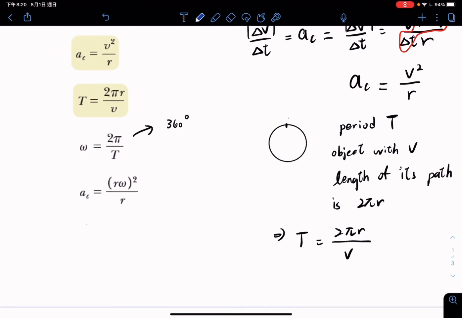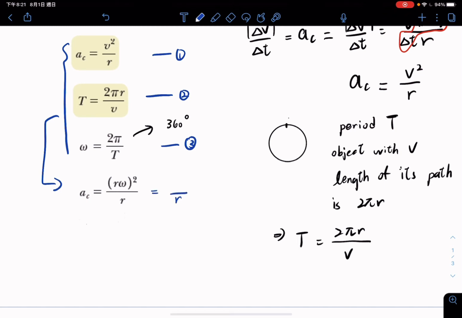As a result, we have these three equations, 1, 2, 3, and we can get this new relationship of centripetal acceleration, omega, r, and v. And for the record, this is r omega squared, because it comes from v squared over r, and v is equal to 2 pi r over T, which is equal to omega r.